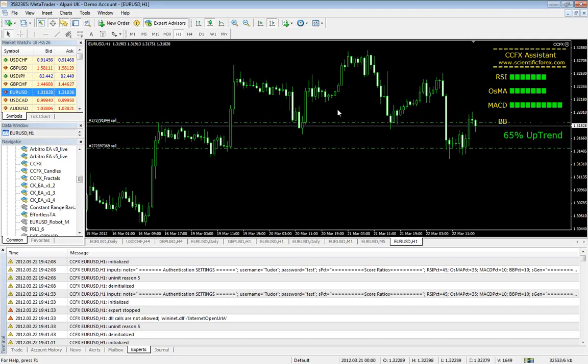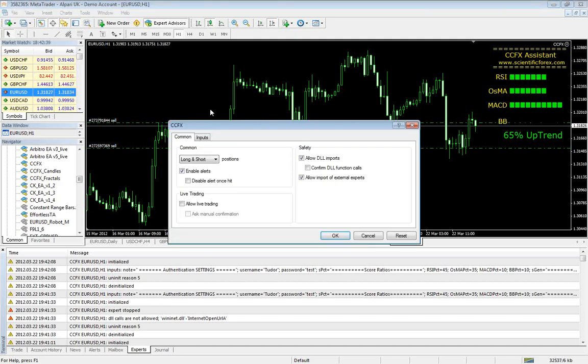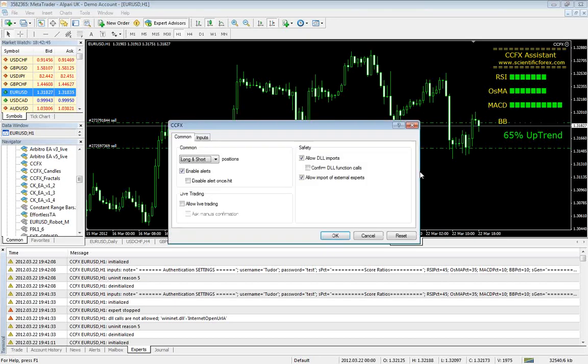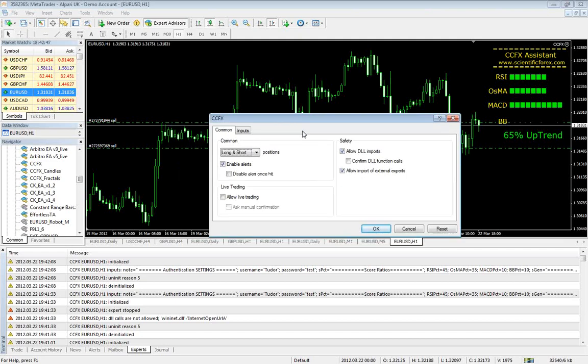So what you need to do is go to Expert Properties again, right-click on your chart. Or a really cool trick for you: just left-click on this smiling face, or not smiling, and you can see the properties of the EAs very fast. Or just press F7, and you don't need to right-click and go to Expert Properties. Here, check Allow Live Trading, click OK.